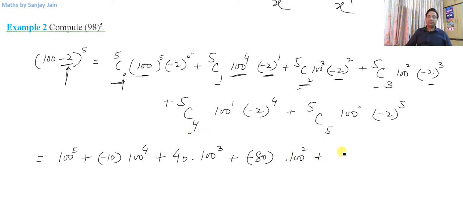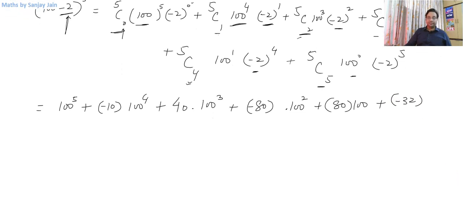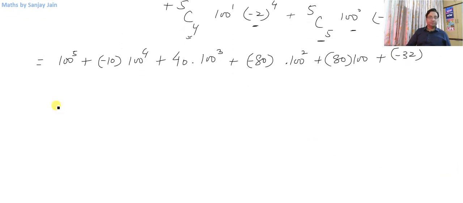5c4 is 5c1, which is 5, and minus 2 raised to power 4. So 2 raised to power 4, 16 into this 5 will become 80. 80 into 100. Plus, this is 1, this is 1, minus 2 raised to power 5 is minus 32. This is a simple addition problem, right?